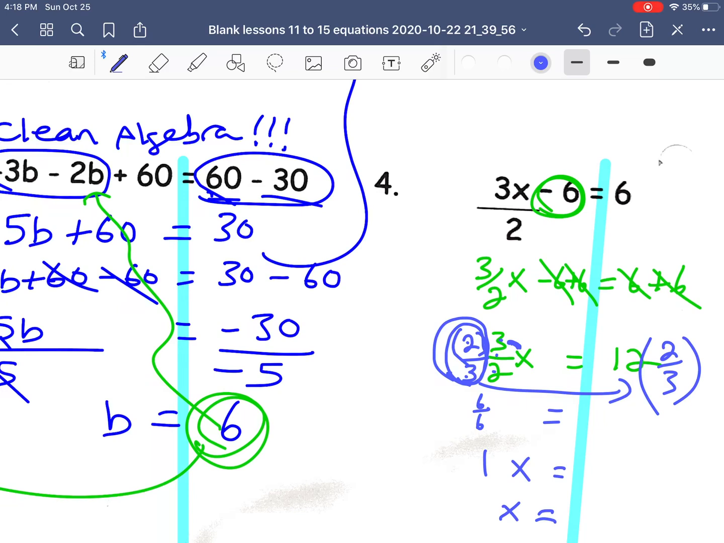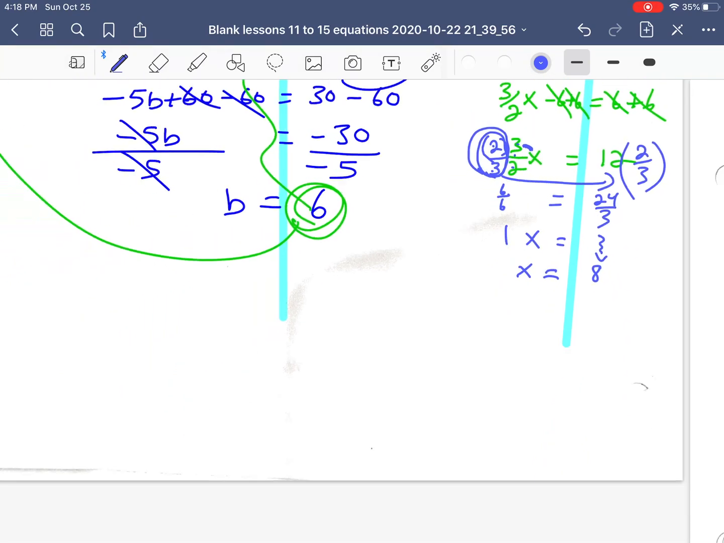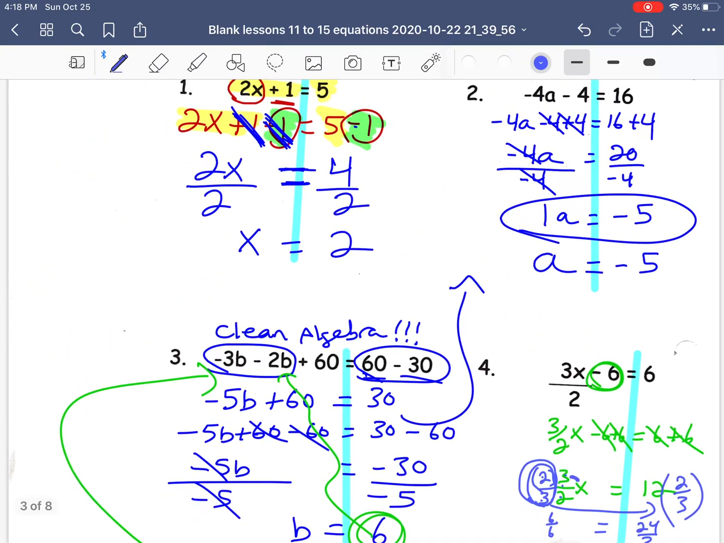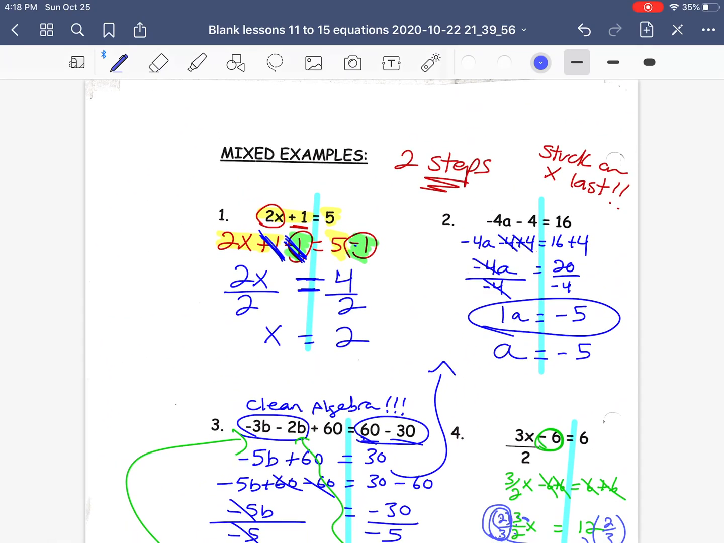So 12 times 2 is 24 divided by 3. There you go. X is equal to 8. Same answer as before. And that's it for lesson number 11.